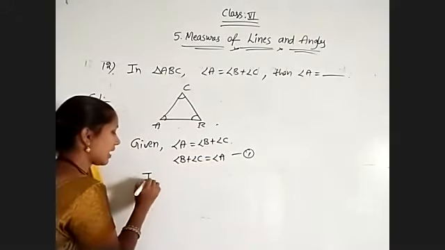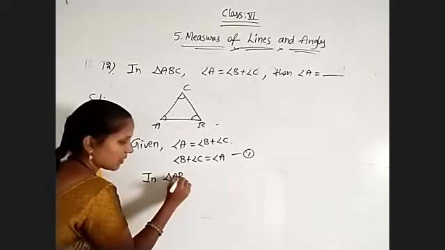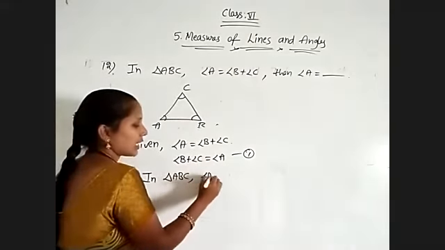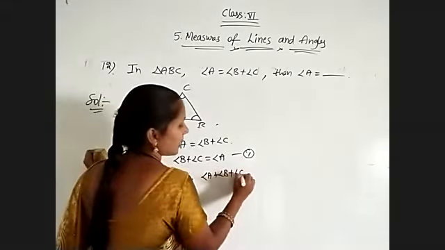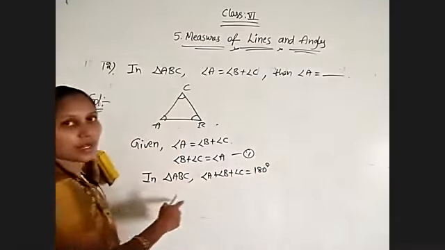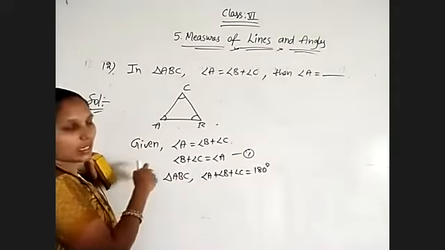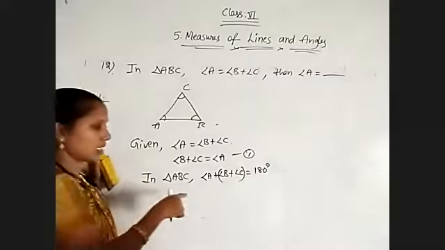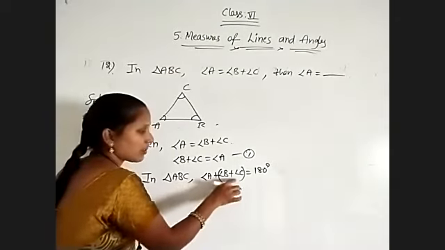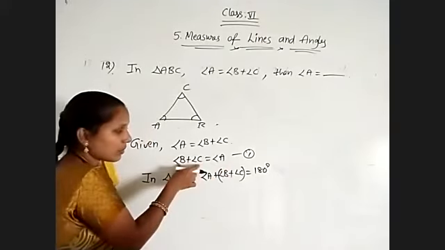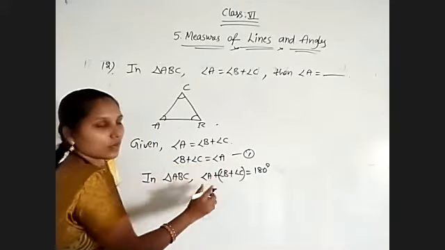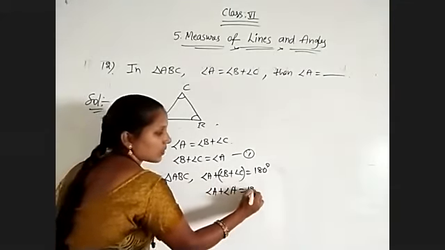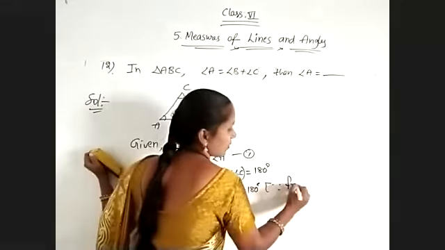So, in triangle ABC, we know that the sum of these three angles is equal to 180 degrees. That is, angle A plus angle B plus angle C will be equal to 180 degrees. This is from the angle sum property of a triangle. Now, instead of angle B plus C, I can write angle A, because angle B plus C is equal to angle A from equation 1. So angle A plus angle A is equal to 180 degrees.